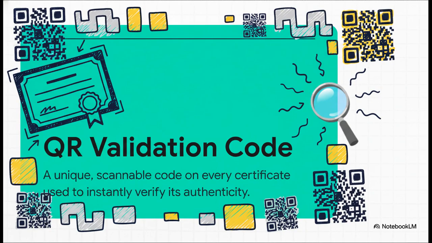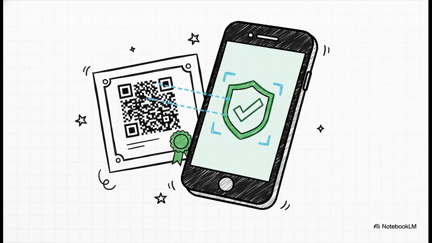And to add another layer of both usefulness and security, every single certificate that comes out of this platform has a unique QR validation code embedded right on it. And it's not just a design element, it's a real functional tool. So anyone who gets one of these certificates, whether it's an employer, a university, or the attendee themselves, can just scan this code with their phone. They'll get taken to a verification page that instantly confirms, yep, this certificate is valid. It's a simple, built-in way to prove authenticity.